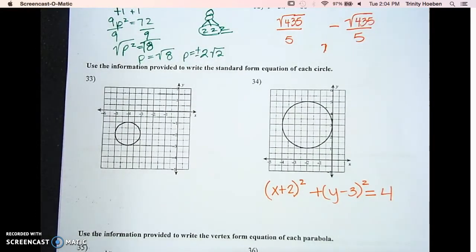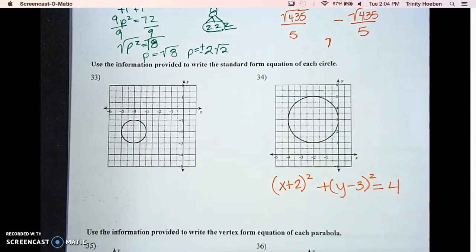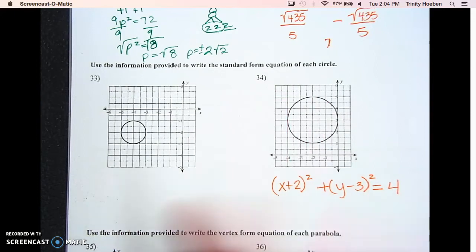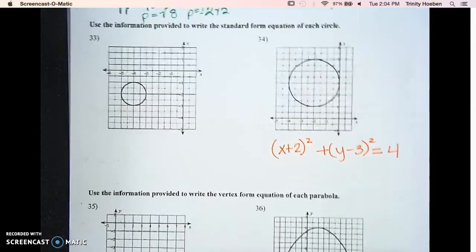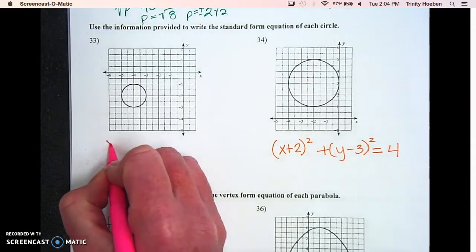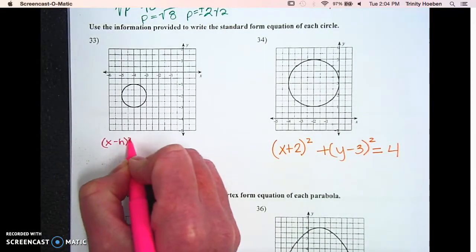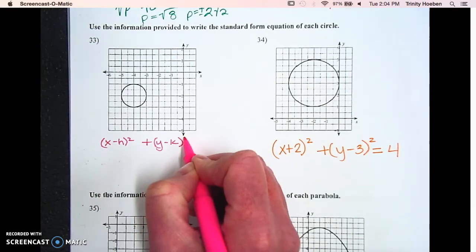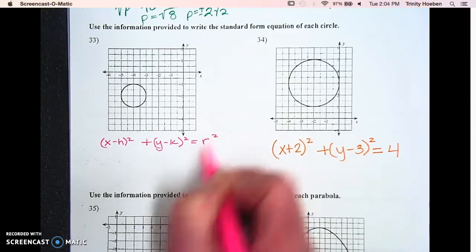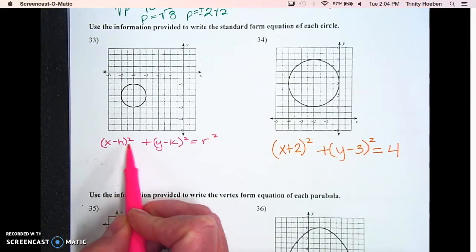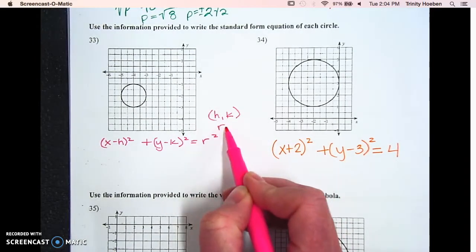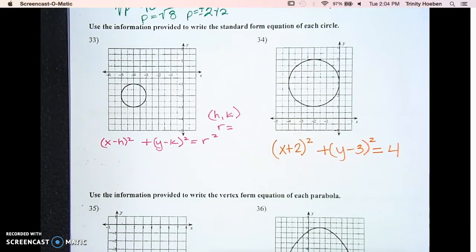Number 33 says, use the information provided to write the standard form equation of each circle. So on your note card, you should have that standard equation, and it looks like this: x minus h quantity squared plus y minus k quantity squared equals the radius squared. So you need two things. You need the center, which is going to be your h, k, and you need the radius. And you're going to plug those three numbers in, and then that will give you the standard equation of this circle.